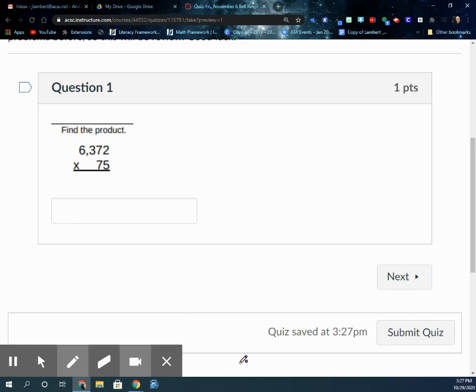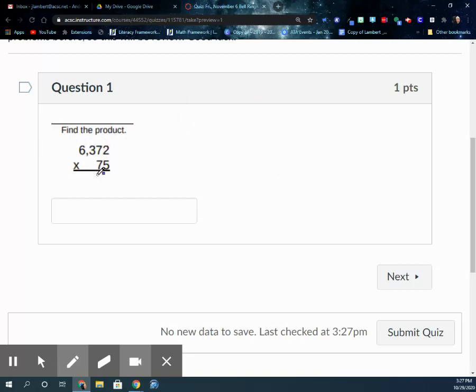Everyone, so this is the bell ringer for your last day of cycle 2. So this is November 6, 2020. If it's not that day, well, you're probably on the wrong bell ringer. But here we go. First question here today is going to be a multiplication problem.